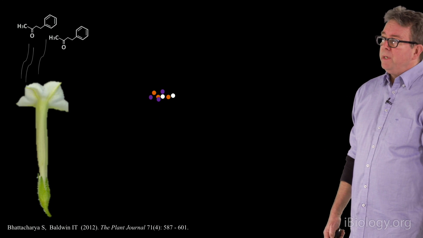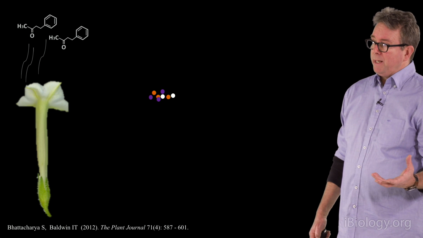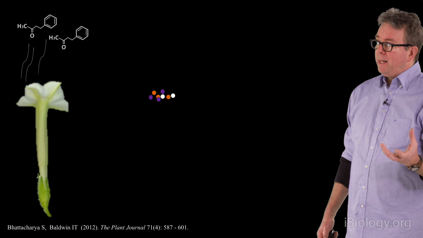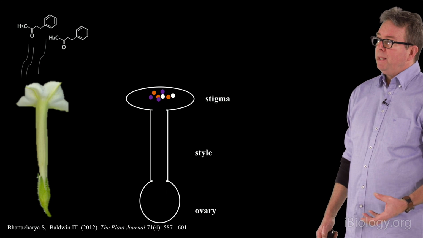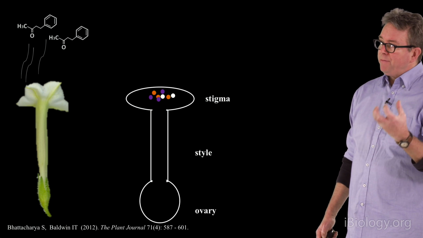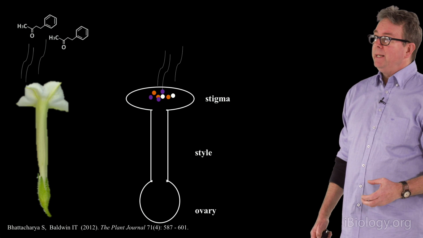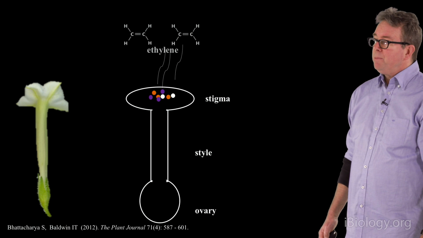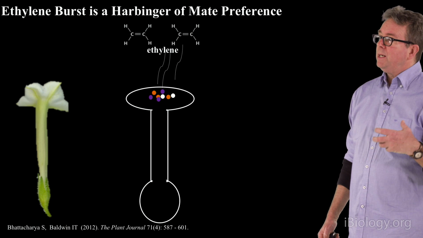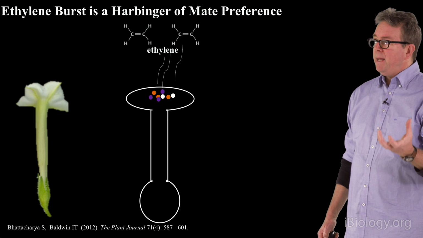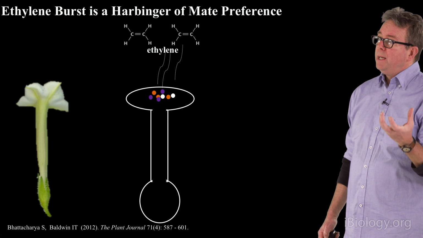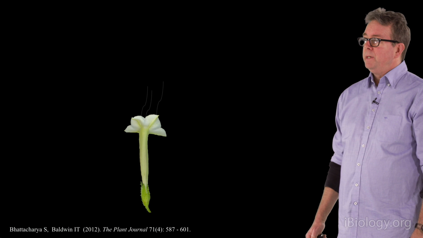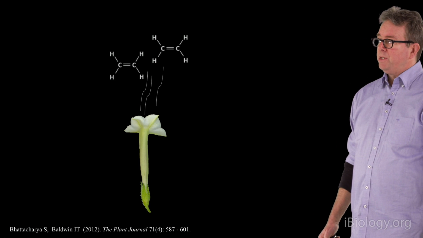Now, there's another component of this process that I need to tell you about. When a mixed pollen load comes, and there is one of the favored pollen grains in that mixed pollen load, the plant responds very rapidly after the pollen is deposited on the stigma with a little ethylene burst, this phytohormone. And the ethylene burst is directly proportional to the preference of the female for the mates whose pollen has been deposited. So the ethylene burst is a harbinger of future mate preferences once the pollen tubes are grown down and fertilization occurs.